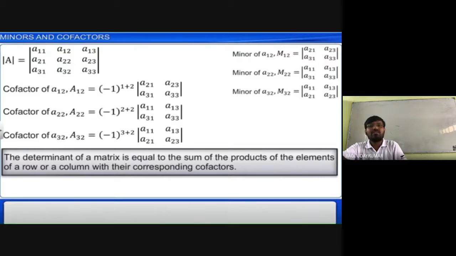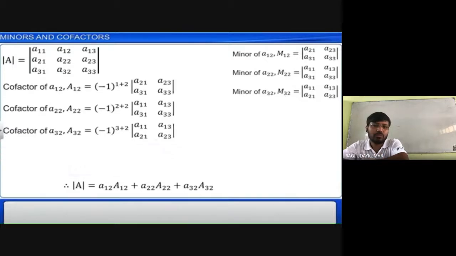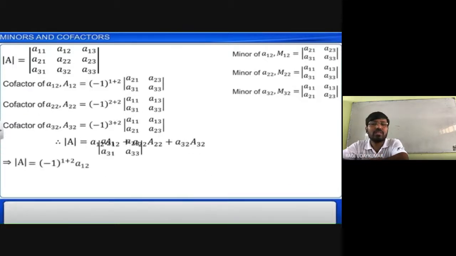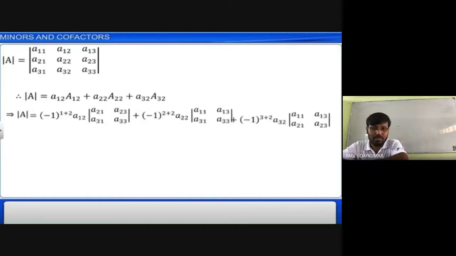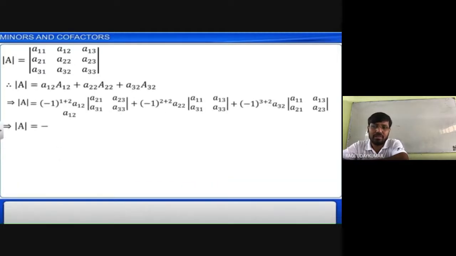So the determinant of the matrix is equal to the sum of the products of the elements of a row or a column with their corresponding cofactors. This is the way to find the cofactors and minors, and the determinant with their help, which we have already learned in the previous classes.